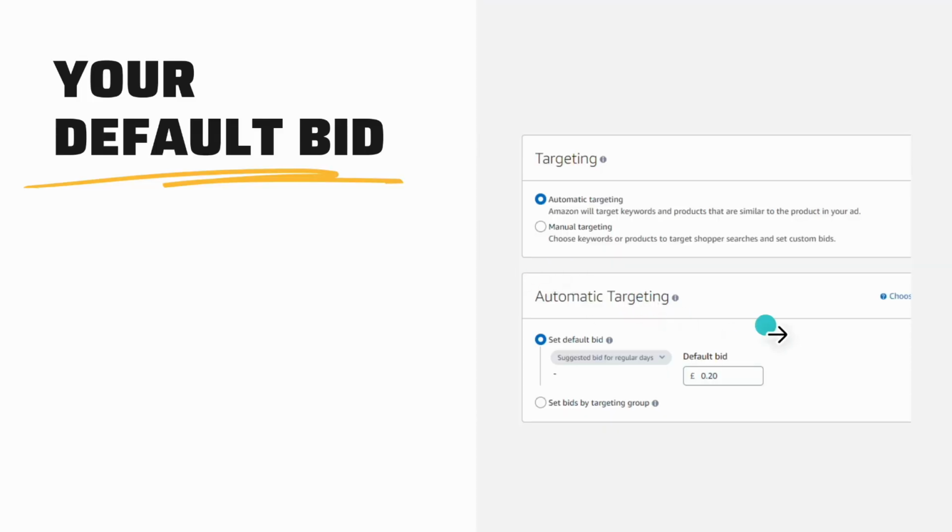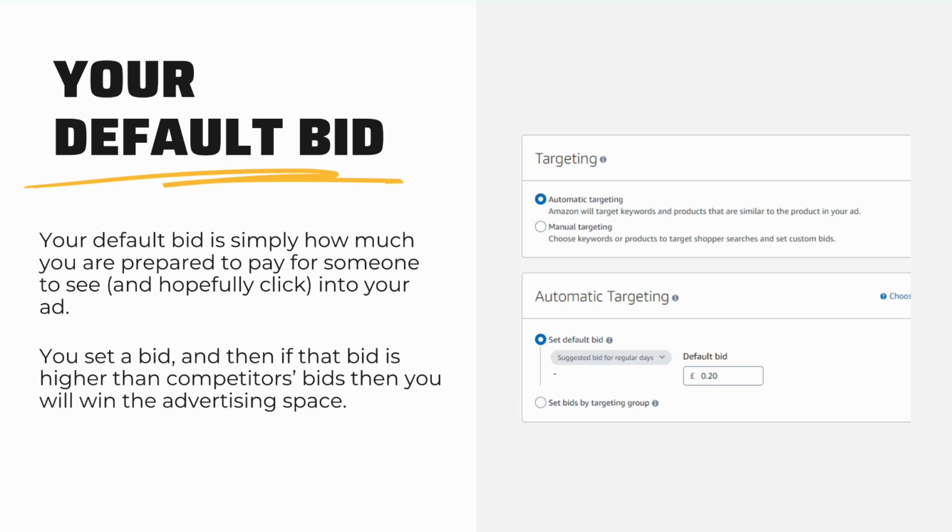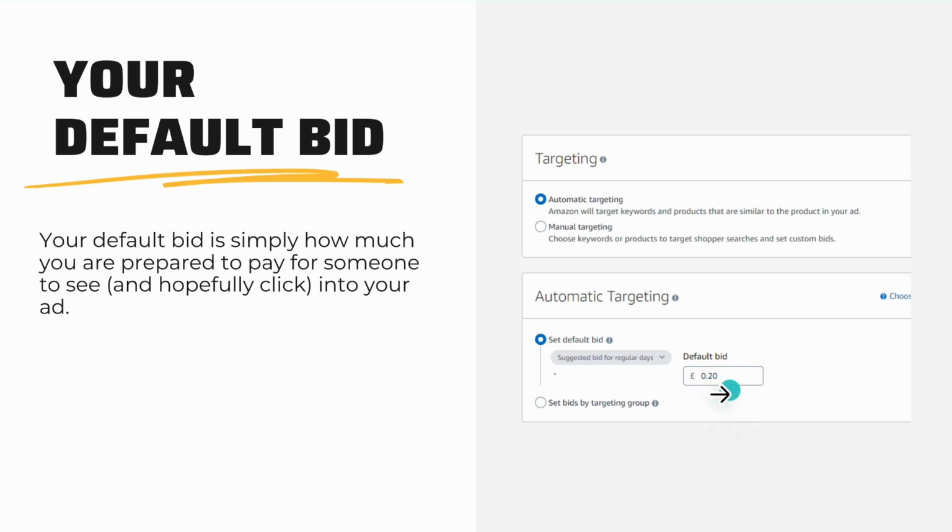Now the default bid, as you can see here, will look something like this when you set up your Amazon KDP ad. Your default bid is simply how much you are prepared to pay for someone to see and, ideally, hopefully click into your ad. So in this example, as you can see, my default bid is 20p, which basically means I'm telling Amazon, okay, I'm prepared to pay up to 20p for someone to see and click into my ad.